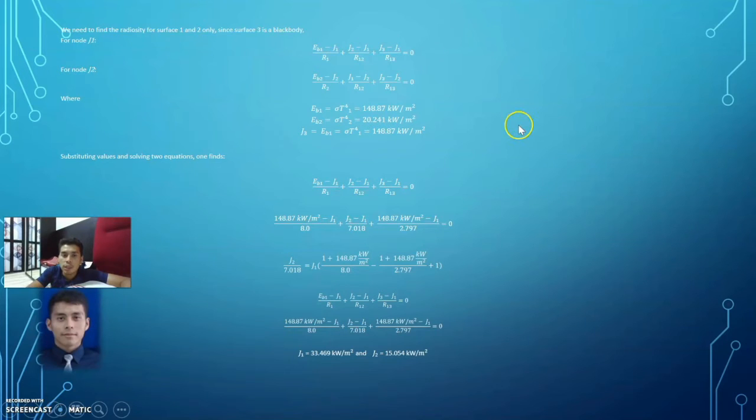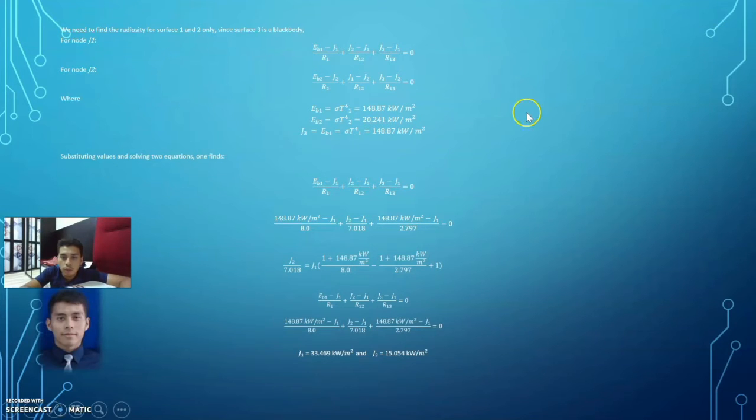So for the knot J1, we have the equation here, and the same for the knot J2. The only difference is that for the knot J1, the most common is J1. Okay, for J2, we have 148.87 kilowatt per meter squared.